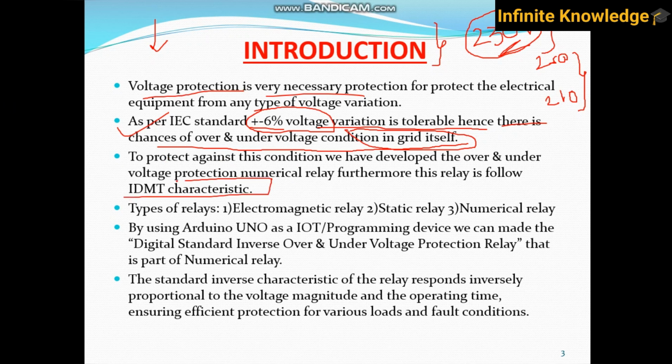Why IDMT characteristics, and what is the importance of this IDMT characteristic? If you know the overcurrent relay, or if you have gone through my overcurrent video, you will understand that IDMT is the inverse characteristic. So as your current is increased, your time to trip decreases.